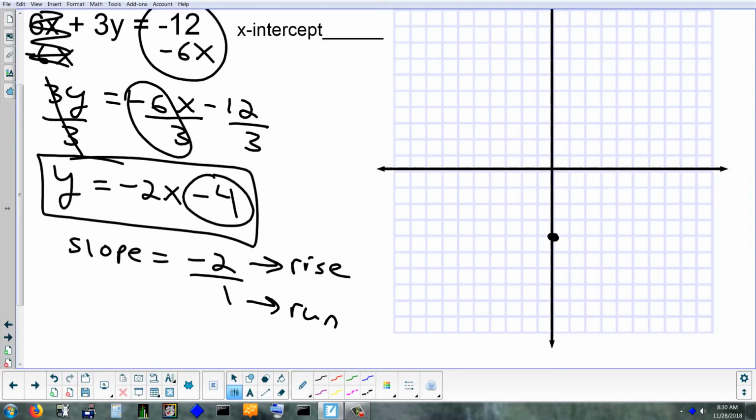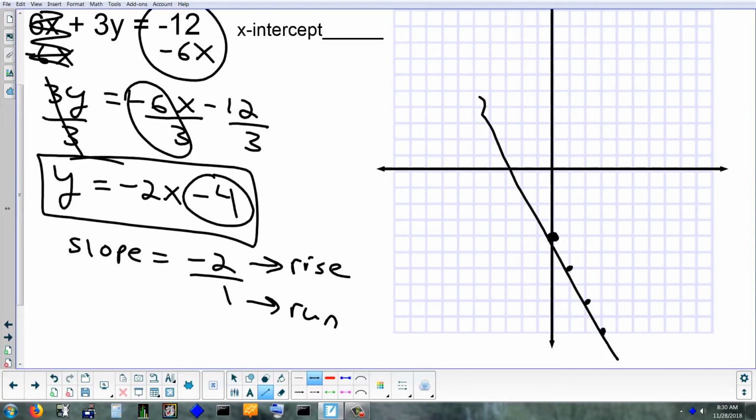So what does that mean I'm going to do from this point? Which way do I move? Down 2. And then the run is 1. Yes. We always move which way for the run? Right. Down 2, right 1. Now, if you want, you could do it again. Down 2, right 1. You can do it as many times as you want. Down 2, right 1. That's enough. So you just do it. I do it a couple times, and now I'll draw my line.